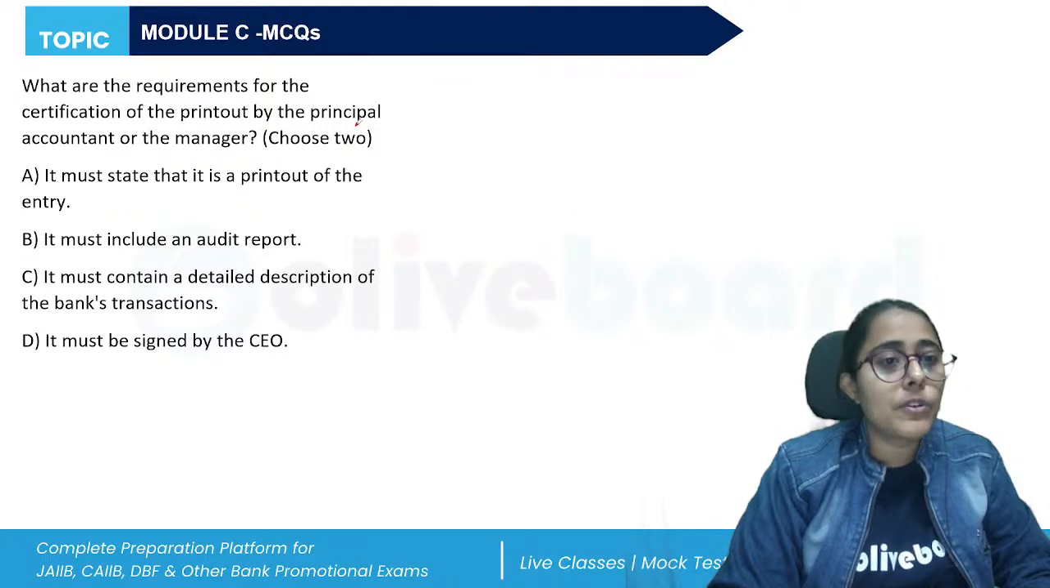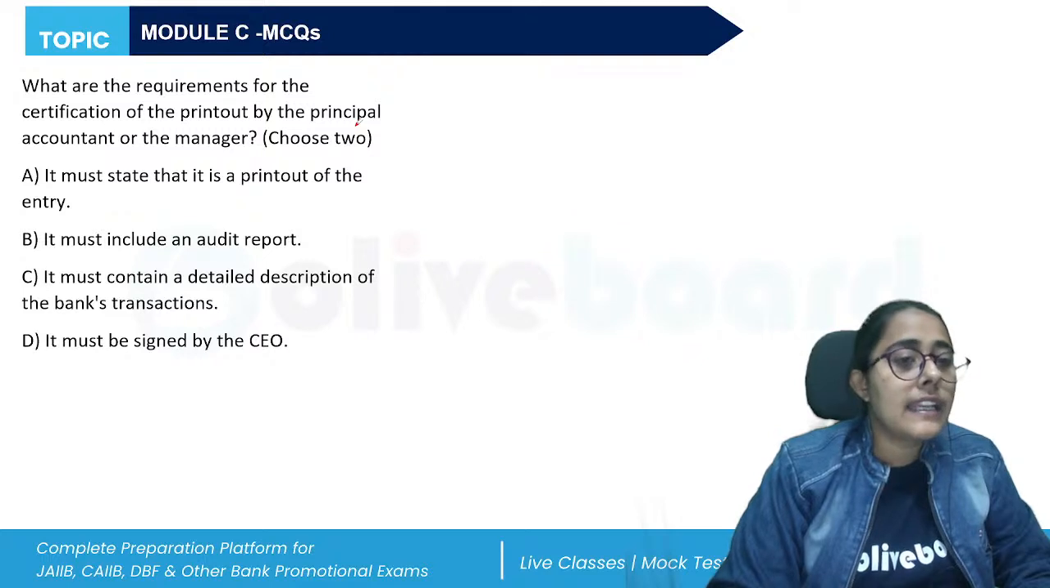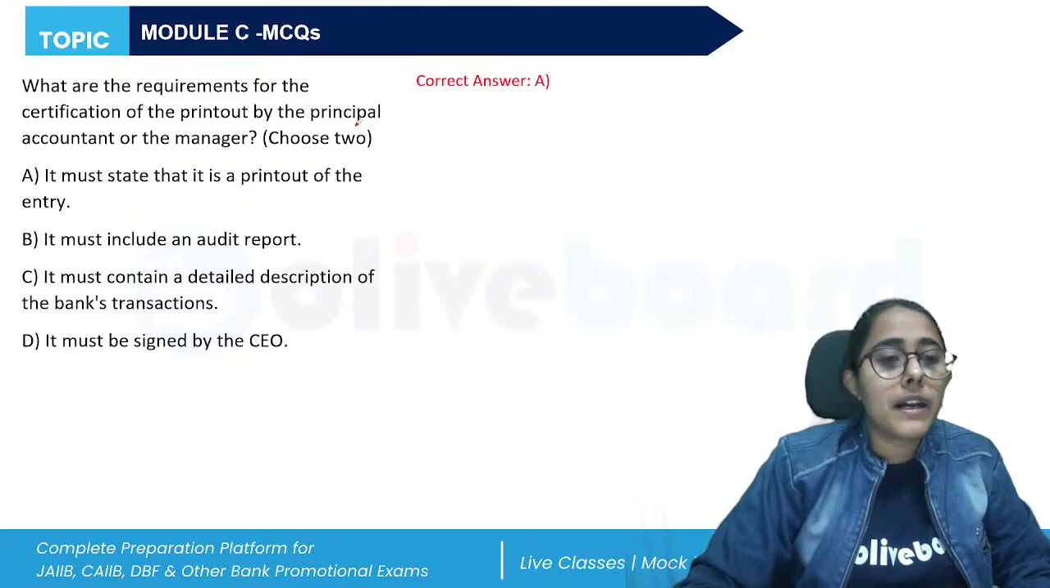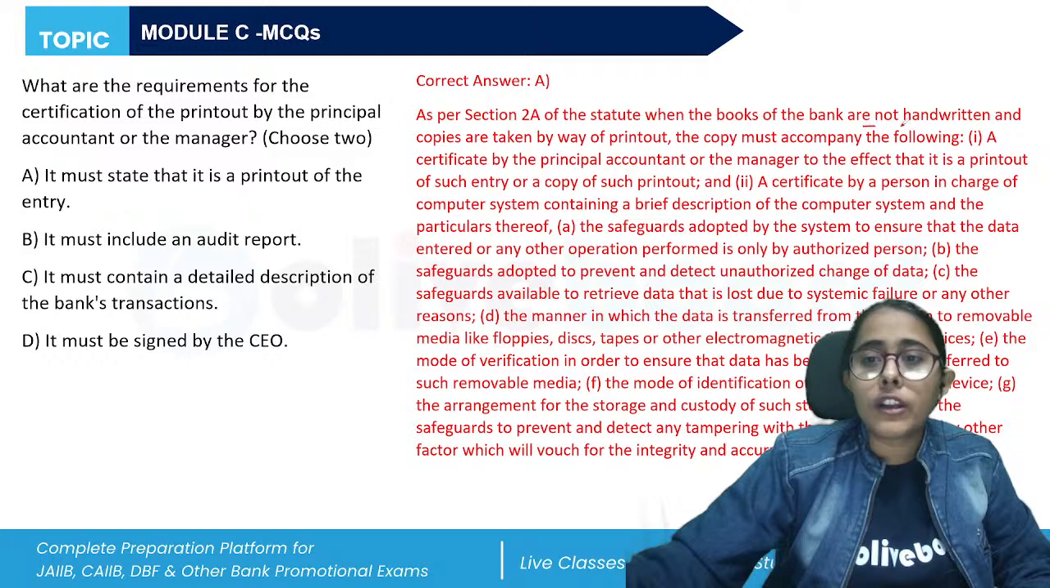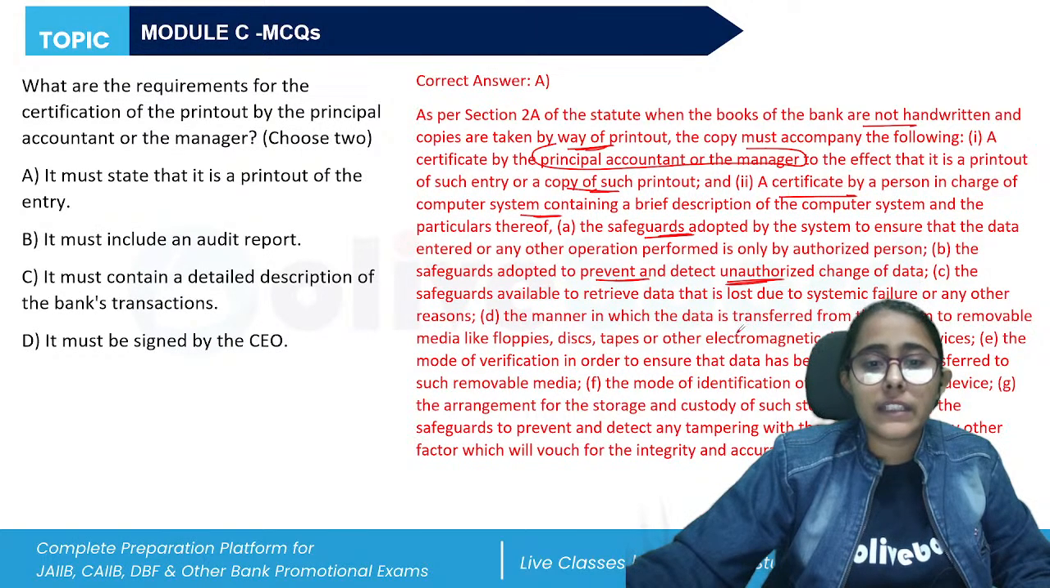So if a printout is provided of the certification by the principal accountant or the manager of the entity, then it requires that it must state it is a printout of the entry. It must state that it is a printout. When the books of the banks are not handwritten and the copies are taken by way of printout, then it should have a certificate by the principal accountant or the manager that it is a printout or copy of such a printout. Then the certificate by a person in charge of the computer system. Safeguards have to be appointed. The safeguards to prevent and detect unauthorized change of data.